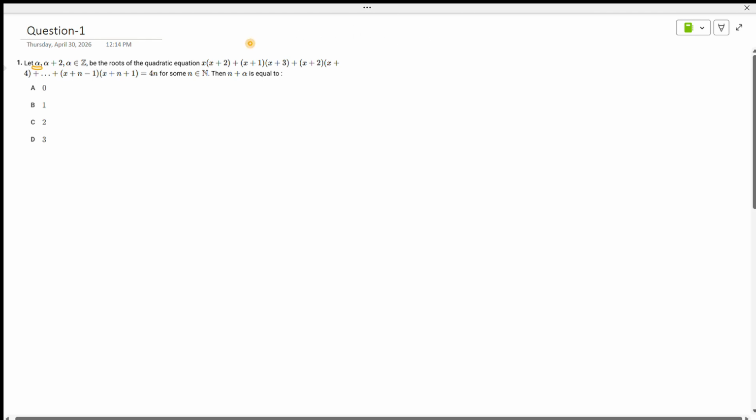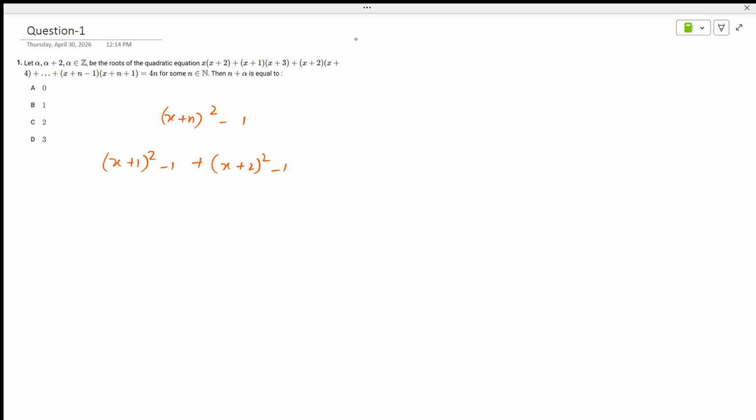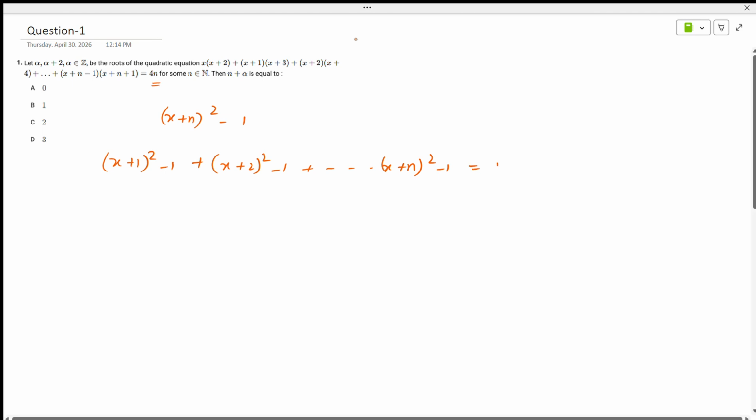here they are saying let alpha and alpha plus 2 be the roots of the given quadratic equation, where every term is in the form of (a minus b) into (a plus b). So, this can be written as a square minus b square. So the first term becomes (x plus 1) whole square minus 1, and (x plus 2) whole square minus 1, and so on, (x plus n) whole square minus 1, and that is equal to 4.